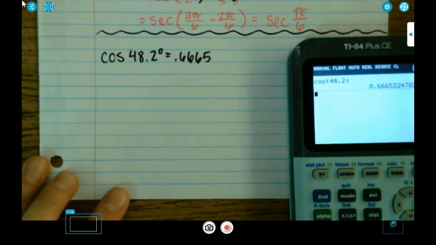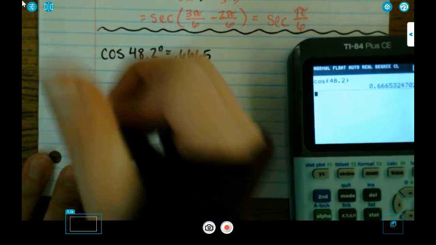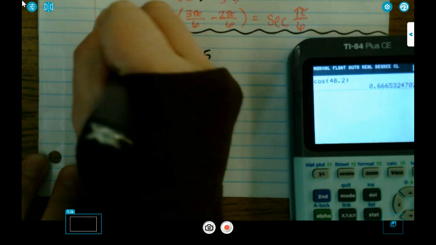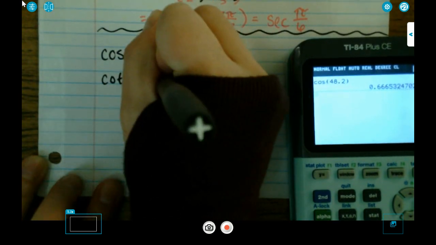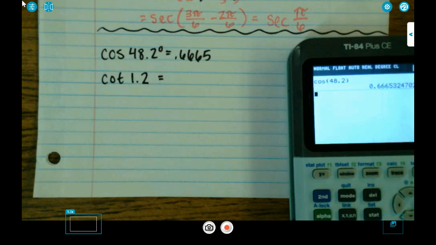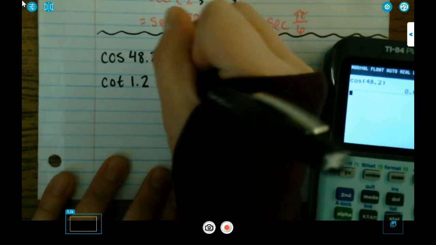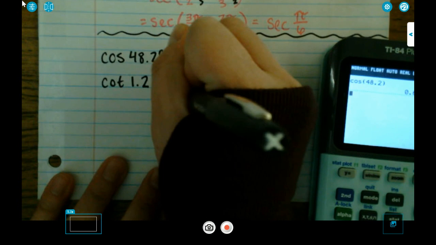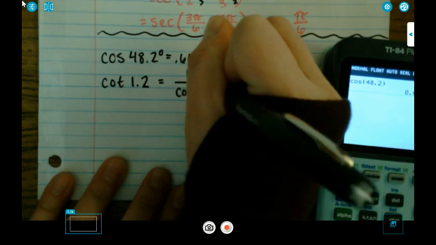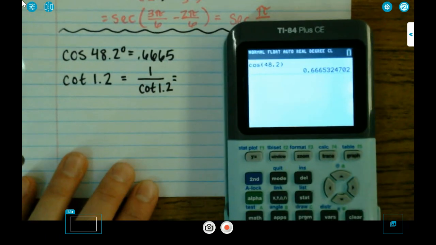The next example we're going to do is cotangent of 1.2 radians. If it doesn't have a degree sign, it's in radians. So you need to know that if it doesn't have a degree sign, it is in radians. So cotangent of 1.2 radians, I almost just said degrees, we need to know that cotangent is the reciprocal of tangent. So we are going to type in our calculator 1 over cotangent of 1.2. But we need to put our calculator in radians.